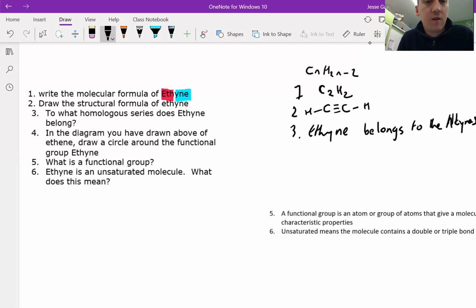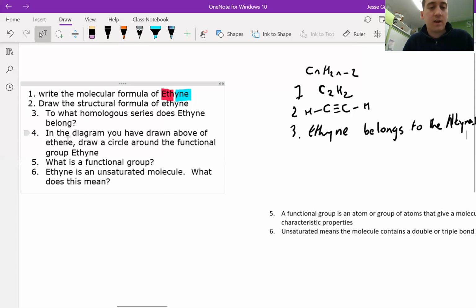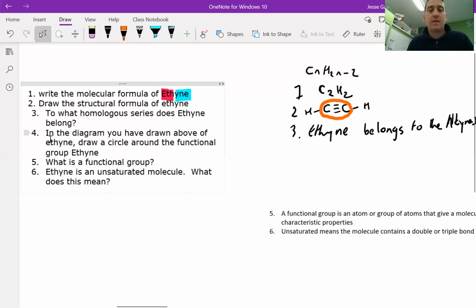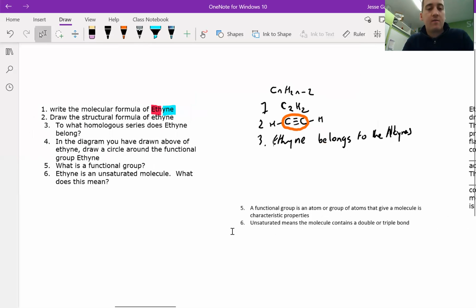In the diagram you have drawn above of Ethyne, draw a circle around the functional group of Ethyne. Okay, I'm going to draw a circle in orange. The functional group of an alkyne is the C triple bond C. So this right here is the functional group. That's what you should have done. Well done if you did that. That's question 4. Number 5 then: what is a functional group?